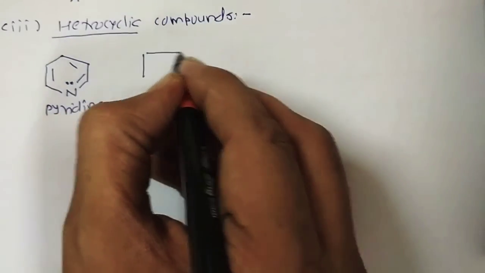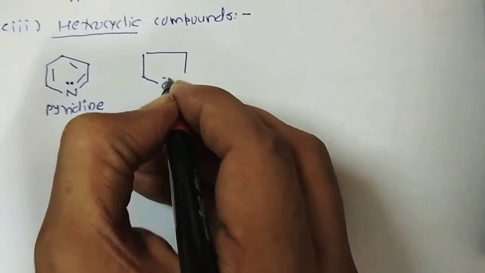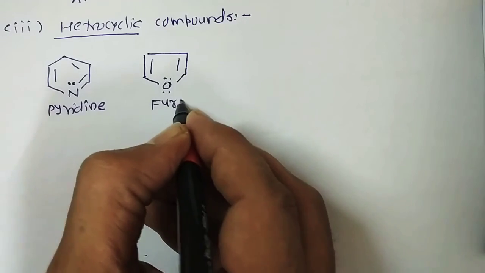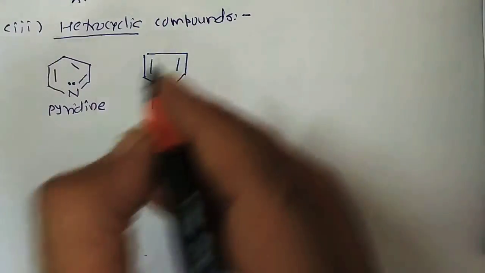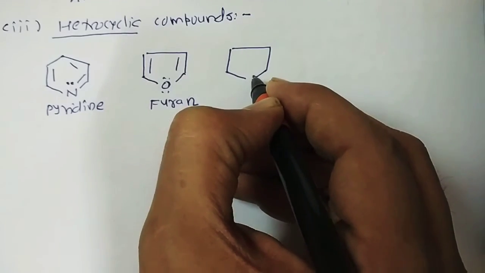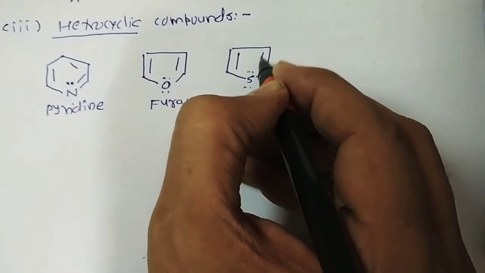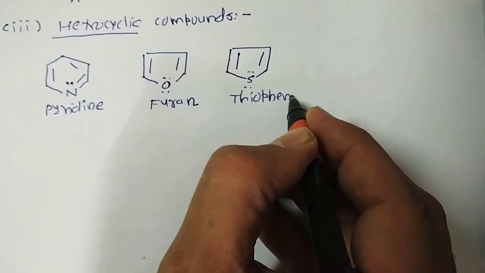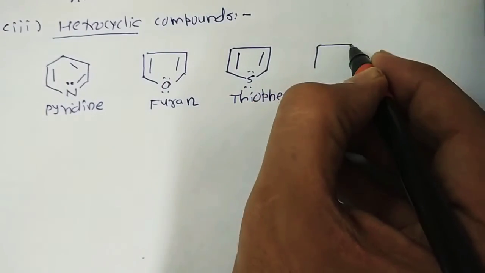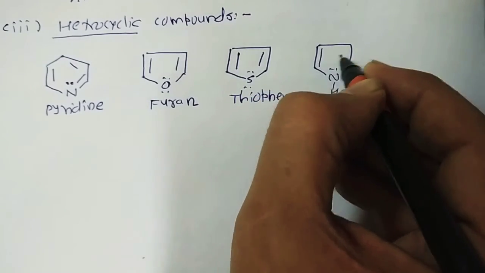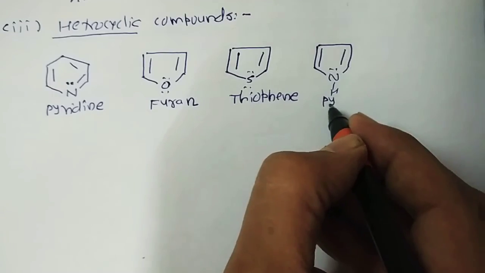Another example is furan. One more example, in case of oxygen, sulfur, it is called thiophene. Next one, it is pyrrole.